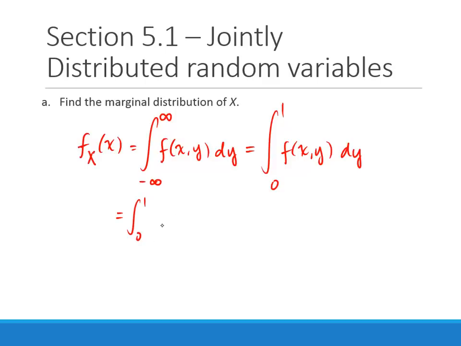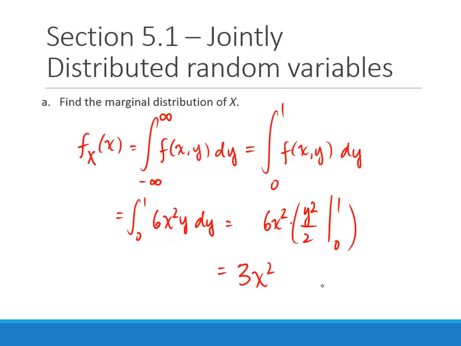So this is the integral from 0 to 1 of 6x squared y dy. So again, when we have a function of two variables and we're integrating with respect to one of them, you can sort of just assume x is fixed, or assume x is a constant, and do your integration as usual. So this is just 6x squared times y squared over 2, evaluated at 0 and 1. I'm just holding that 6x squared constant, and this is just 3x squared. This is for x between 0 and 1.